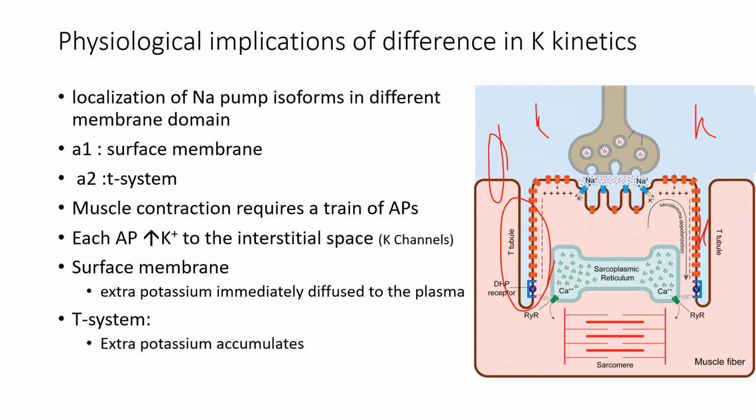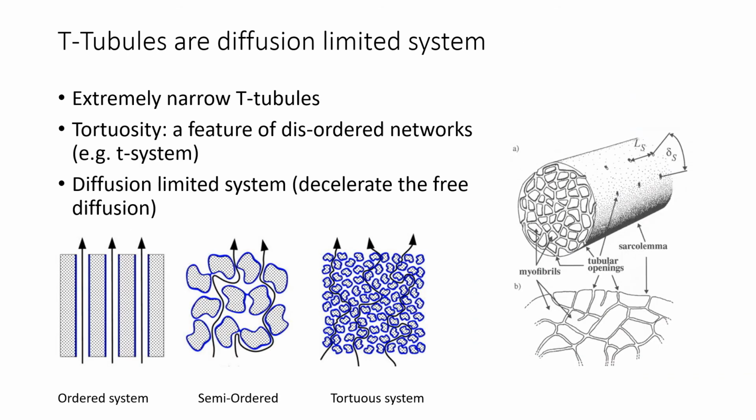At the surface membrane, this extra potassium immediately diffuses to the plasma space. But at the T system, this extra potassium doesn't diffuse and is accumulated. Why is the T system a diffusion-limited system? Because of these extremely narrow T tubules, and because of the tortuosity, which is a feature of a disordered network, unlike an ordered network, these systems are diffusion limited.